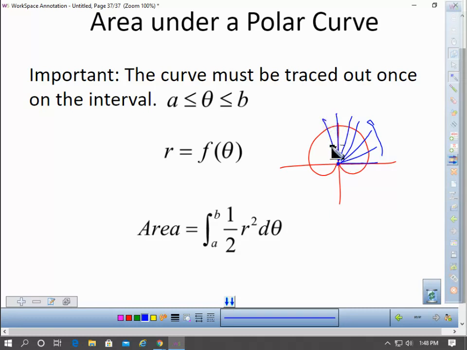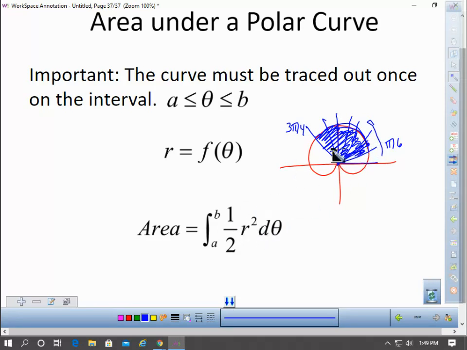If I'm wanting the area of this curve from, say, pi over 6 over here to 3 pi over 4, then my integral is going to be from pi over 6 to 3 pi over 4 of 1/2 times the function for this cardioid squared. That gives us the area of just this part, as it goes from pi over 6 over to here. And remember, r is the length from the pole out.